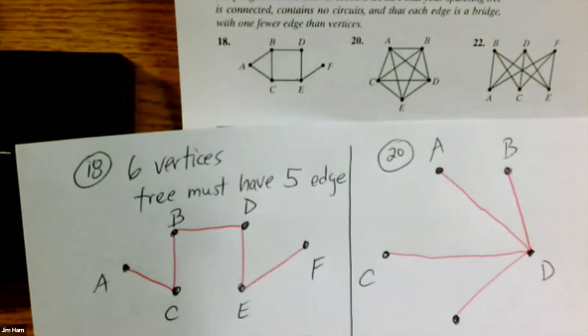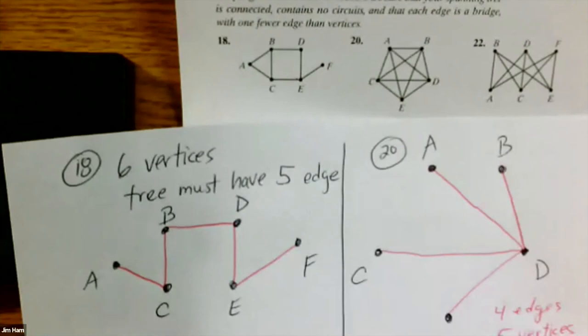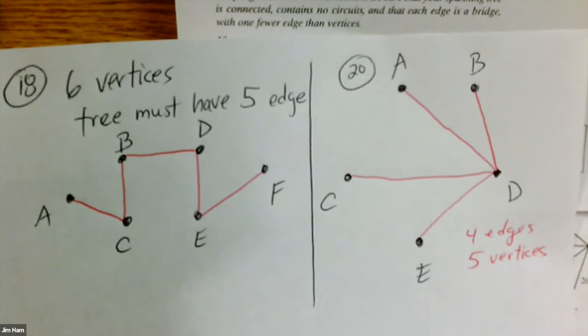Remove any one of those edges, and you create a disconnected graph. Therefore, each one of those edges is a bridge. There are 4 edges and 5 vertices. And this is a feature of a tree: one fewer edge than vertex. And maybe your picture looks different. Just make sure that you don't have any loops or any cycles, circuits. All right, so for example, I couldn't add this one because that would create a circuit ACD.